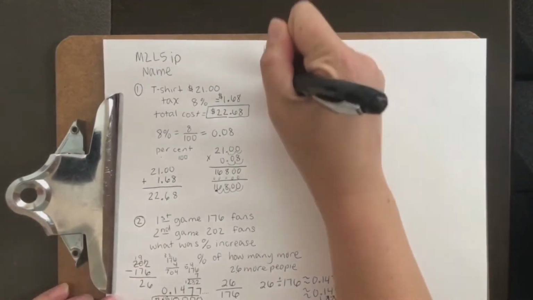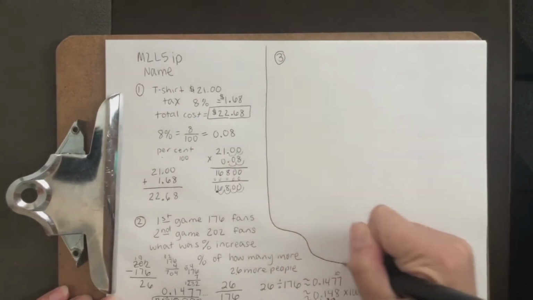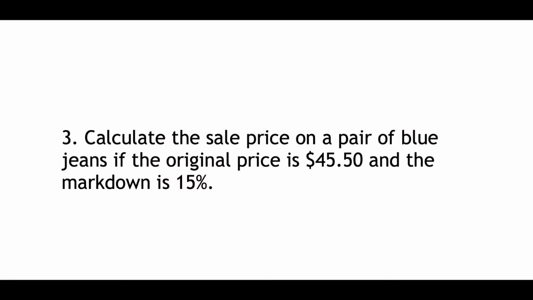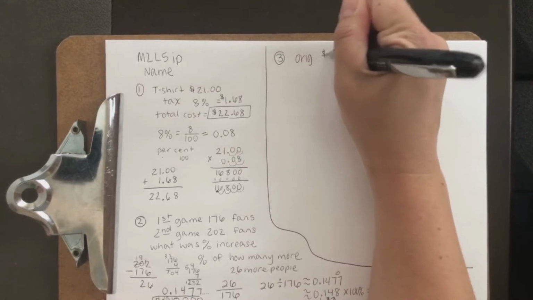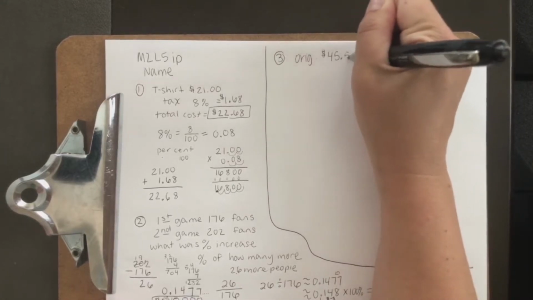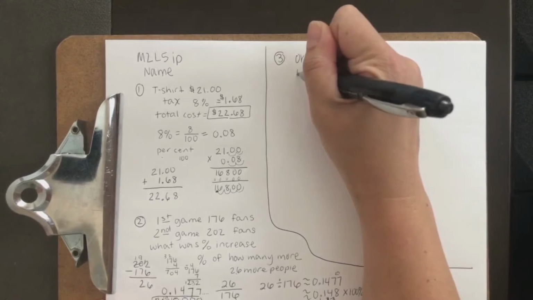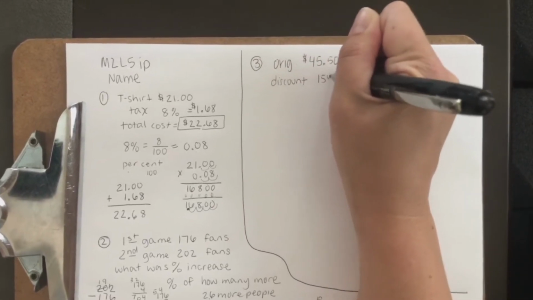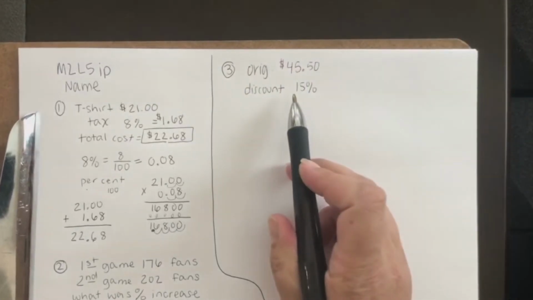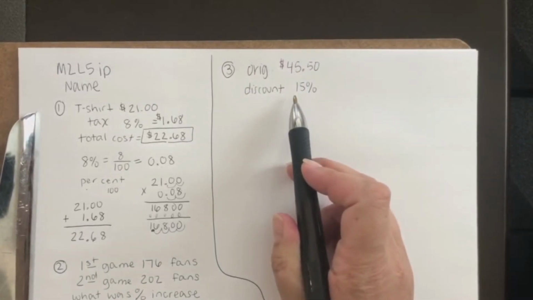Number 3. Calculate the sale price on a pair of blue jeans if the original price is $45.50 and the markdown is 15%. Original price is $45.50 and the discount is 15%. This is an excellent skill to have.